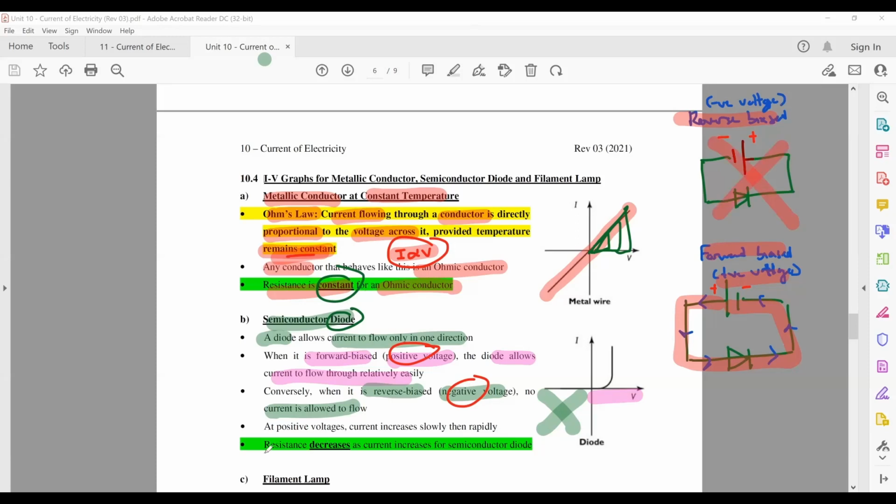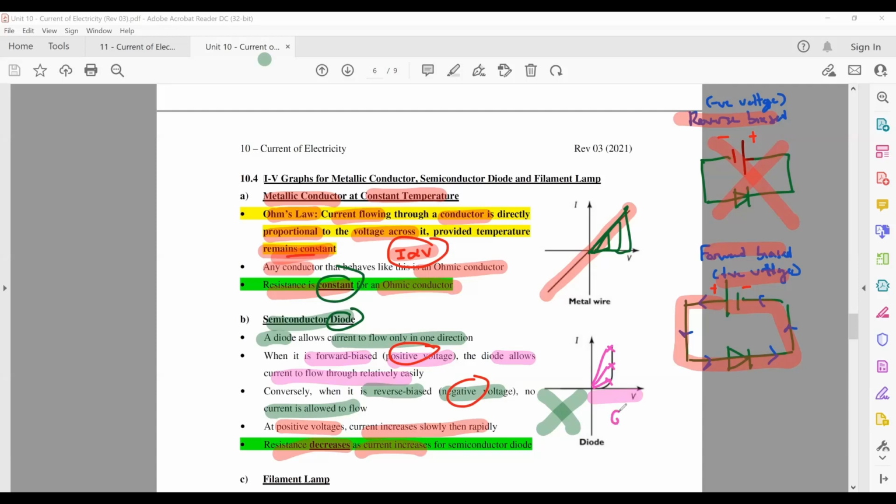Okay. Now, at the positive voltages, when it's forward bias, you notice that current increases slowly and then rapidly. So this tells you that resistance decreases as current increases. Now, if you look at gradient from the origin, you can see this very easily. This point, the gradient from origin is this. This point, gradient from origin is like this. This point, gradient from origin is like this. The gradient from origin is increasing, so therefore your resistance is decreasing.